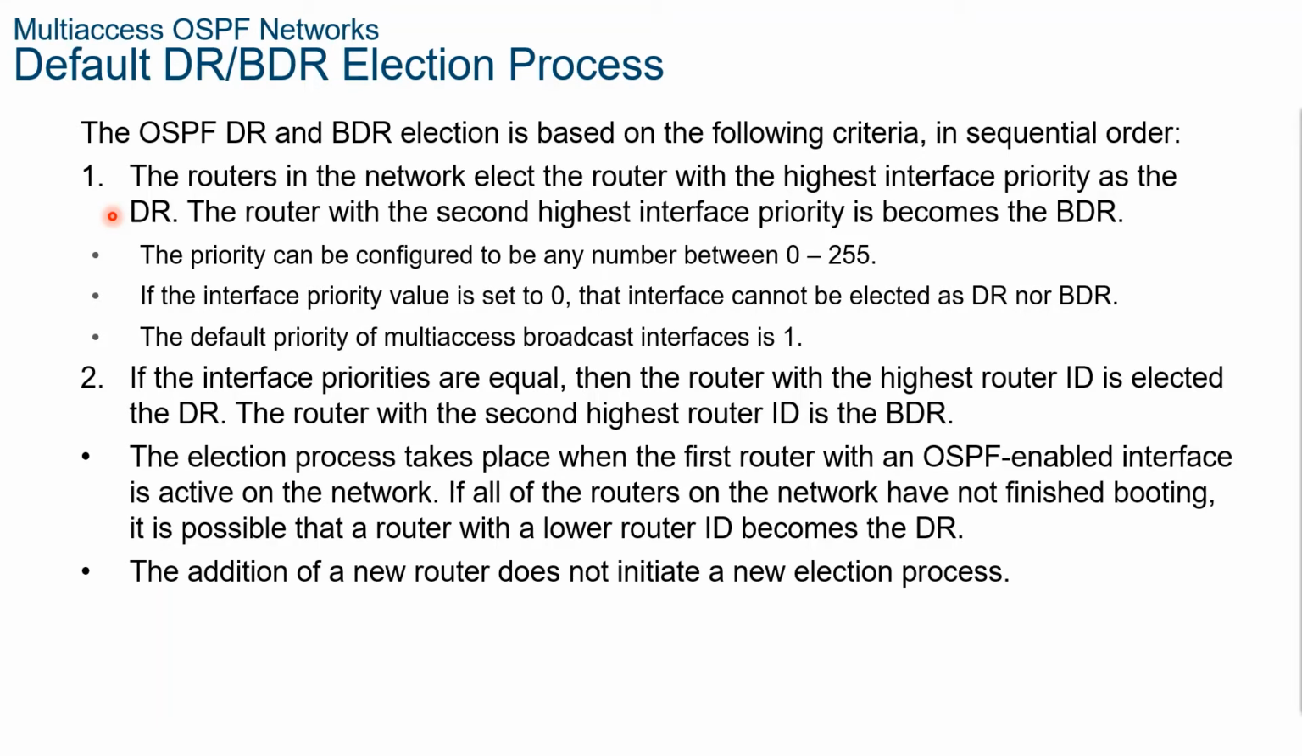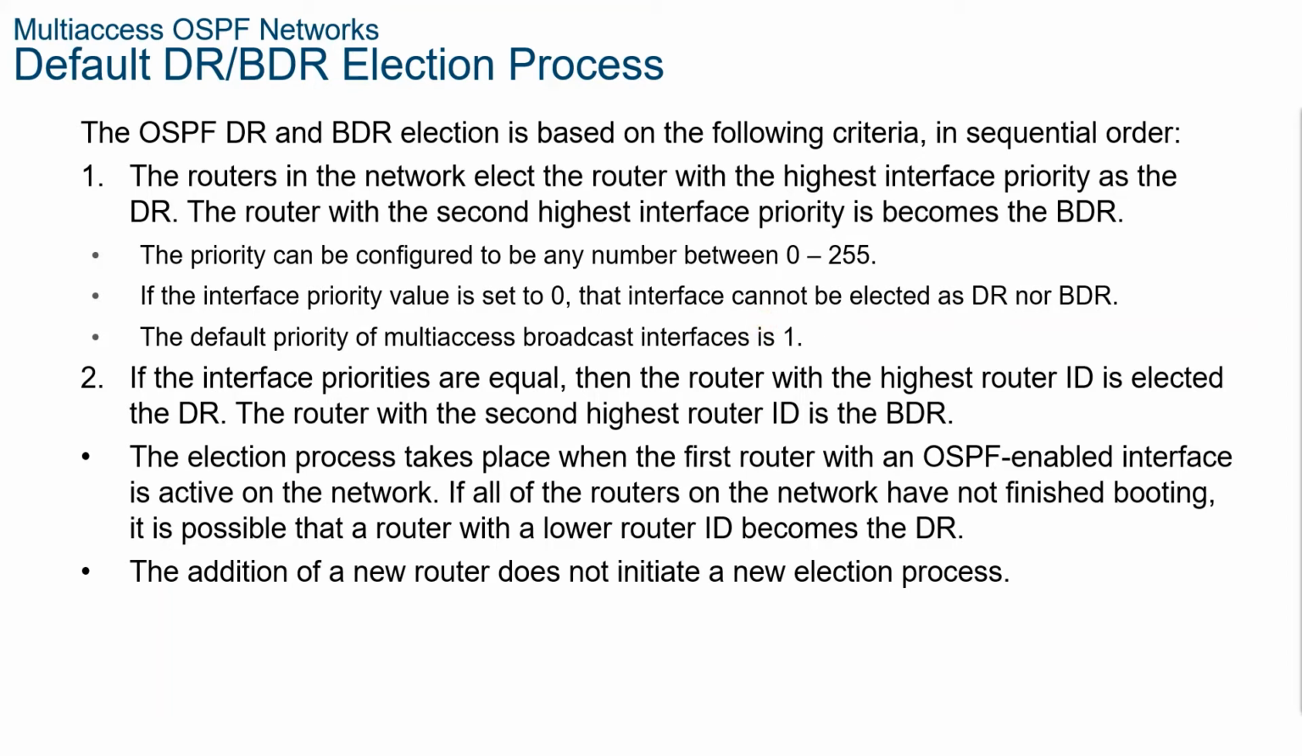The priority can be configured to be any number between 0 to 255. If the interface priority is set to 0, that interface cannot be elected as DR nor BDR. The default priority of the multi-access broadcast interface is 1. Therefore, unless otherwise configured, all routers have an equal priority value and must rely on another tie-breaking method during the DR and BDR election.